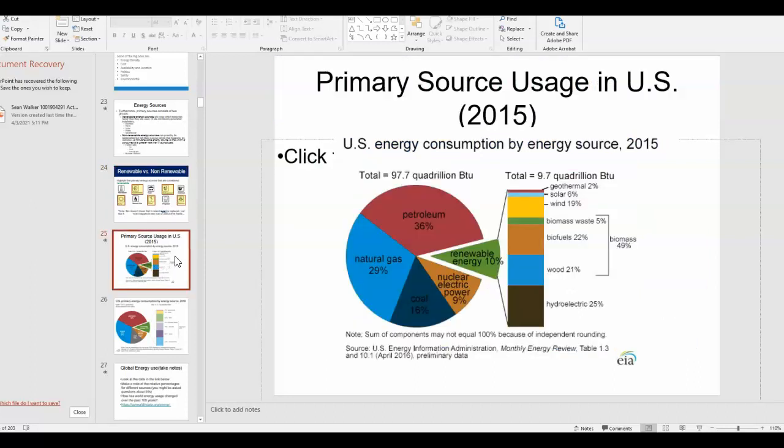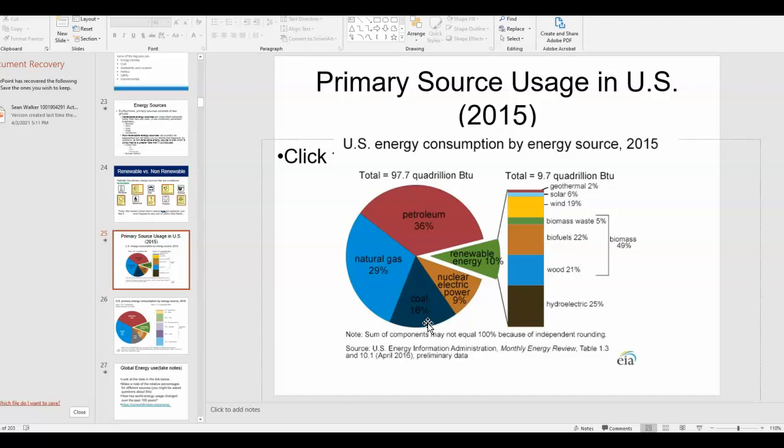Now, in this country, just to show you a few charts, you can kind of see how we consume energy. This chart goes back to 2015. The numbers are more or less comparable. Even though it's 2021, it's not too far off. We still use a lot of petroleum. We still use a lot of natural gas.